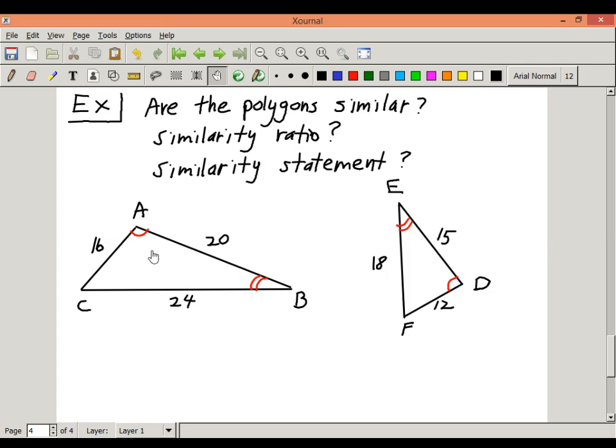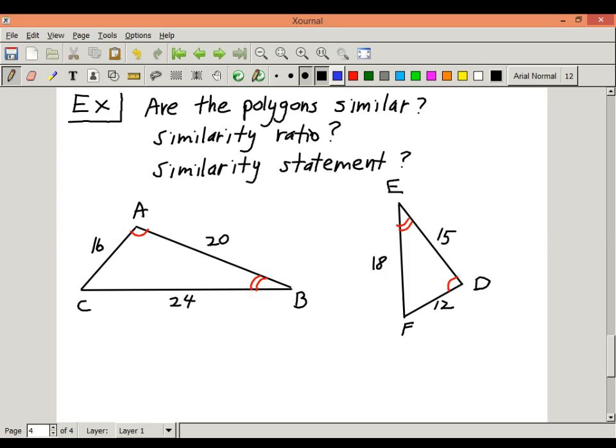So if you look at the angles, both triangles have a single marked angle, so A and D are congruent. Both triangles have a double marked angle, so B and E are congruent. And then the third angles must be congruent, so angle C and angle F would have to be congruent by the third angles theorem. So all three pairs of angles of the two triangles are congruent, but that's not enough to say that the two triangles are similar. You also have to investigate the ratios of their sides.